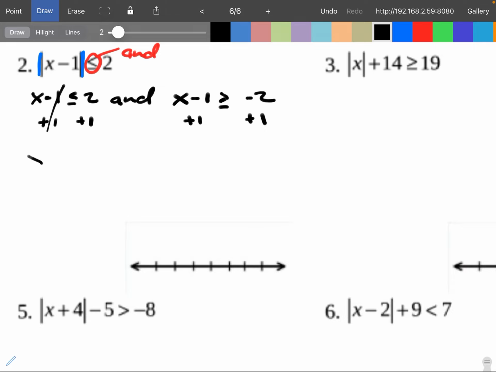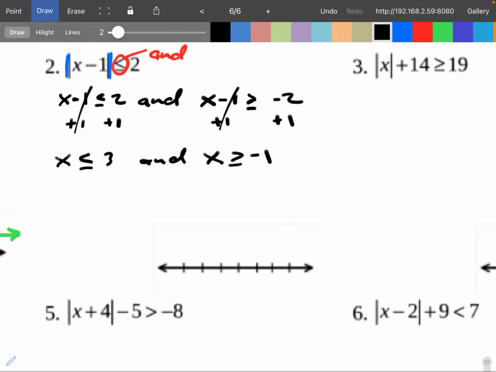Well, these are pretty straightforward to solve, right? We got to get X by itself. So we're going to add 1 on both sides, on both of those inequalities. And then we got, let's see, on this side, those cancel out, make 0. So we got X on the left, and that's less than or equal to 2 plus 1 is 3. And on this one over here, those cancel out again. So we got X on the left, and that's greater than or equal to -2 plus 1 is -1.